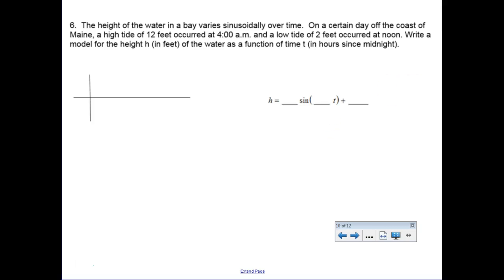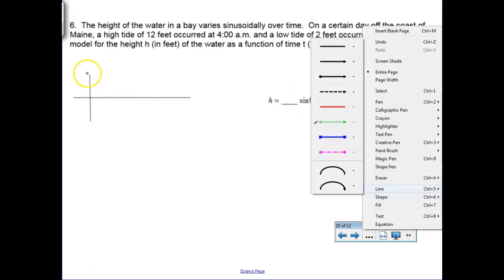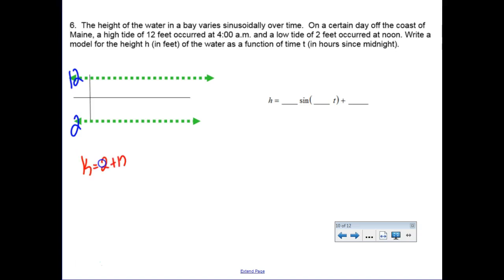Let's do one more high tide, low tide question. All right, high tide, low tide. Let's get our lines in. So high tide is 12 feet, and then low tide is 2 feet. You know what? Let's go ahead and find the middle while we're at it. Midline is 2 plus 12 cut in half. I hate memorizing formulas just for memorizing them. You're finding the average line, so you add them up and divide by 2. So 14 divided by 2 is 7.